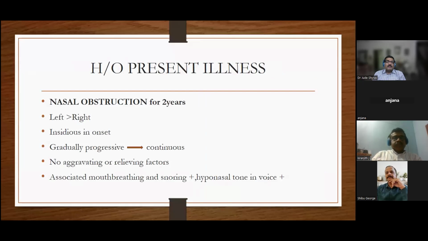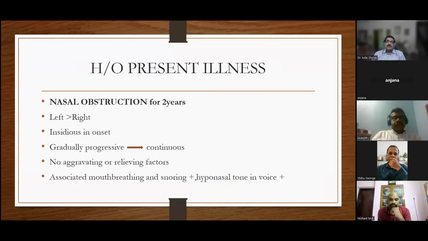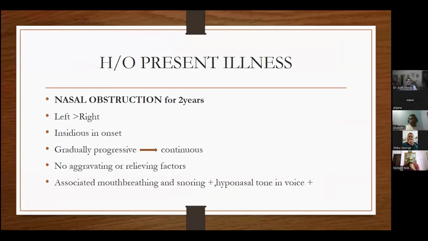Patient presented with complaints of nasal obstruction for the past 2 years. Has got obstruction more towards the left side than the right side. The nasal obstruction was insidious in onset, gradually progressive, which later became continuous in nature. There were no aggravating or relieving factors, and the nasal obstruction was associated with mouth breathing and snoring. There was associated hyponasal tone of voice.